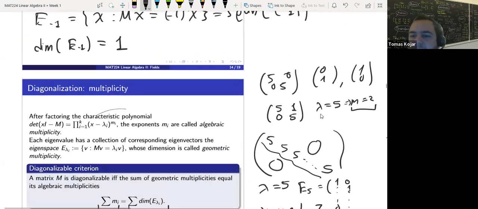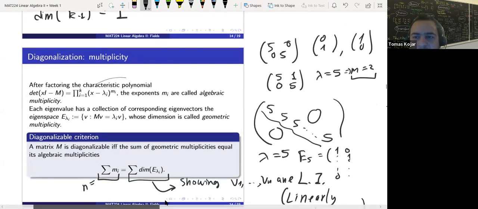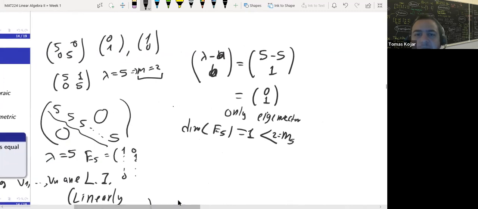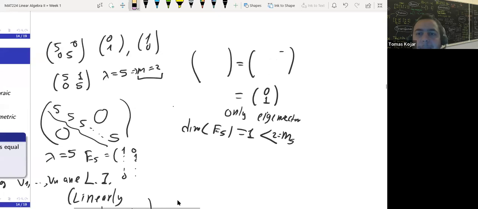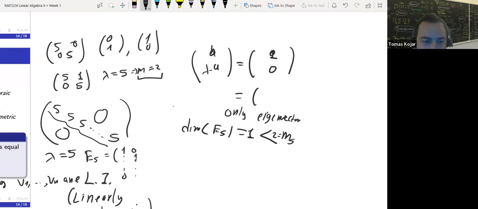Did I write? Let me fix it here. Yeah, okay. Thank you. So this is the other way. So B lambda A. So you get 0, you get 1, 0. Okay.